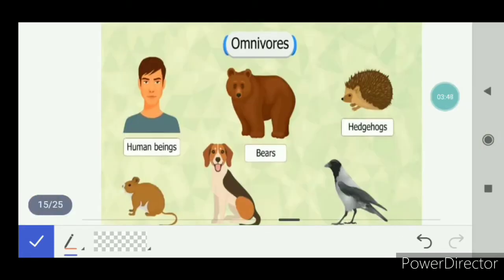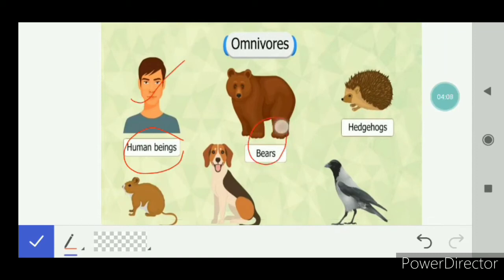These are the examples. Human beings. Human beings can eat plant products such as cereals, pulses, fruits and vegetables. And human beings can eat meat products also. So the human beings are omnivores. Second example is bears. Bears eat both plants and meat. So the bears are also omnivores.